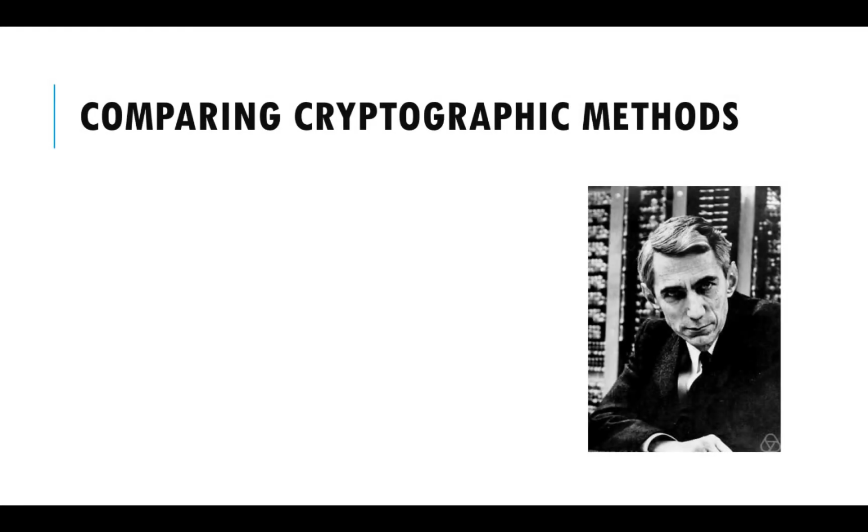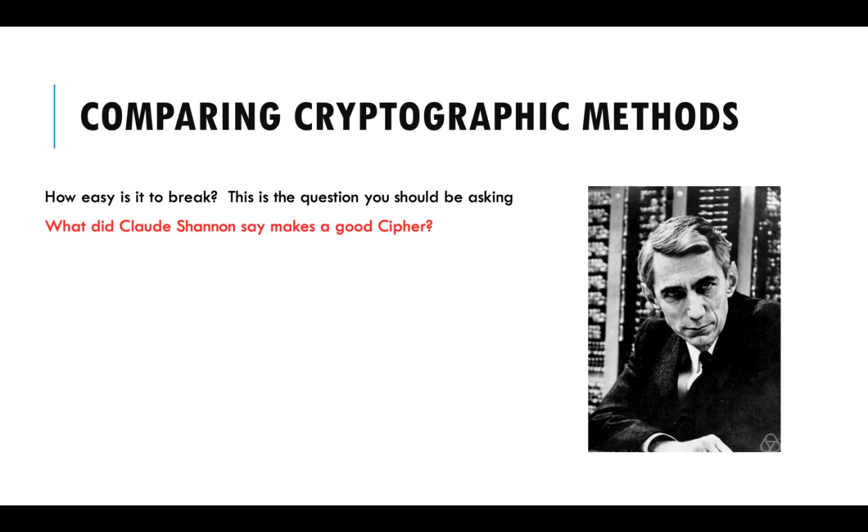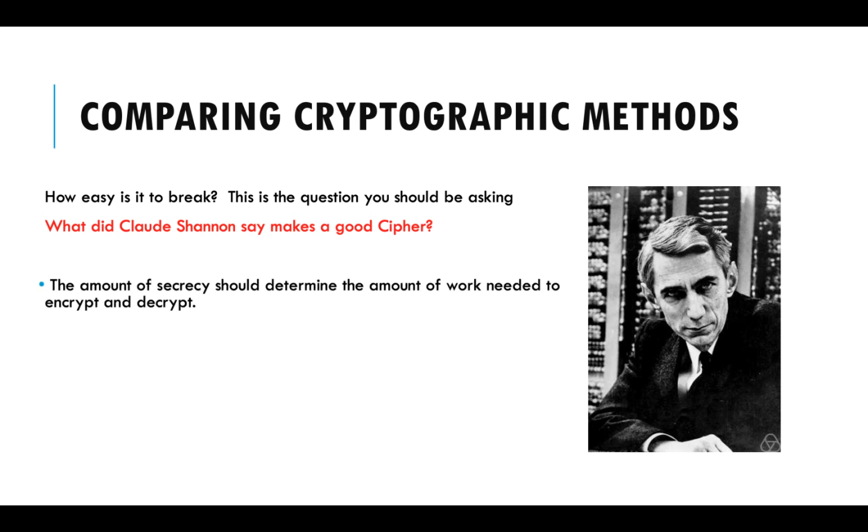So now we need to talk about comparing these cryptographic methods. We talked about symmetric encryption, we talked about asymmetric encryption, but this interesting looking fella here, this is Claude Shannon, and he was groundbreaking in creating the rules for different cryptographic methods. So the question you should be asking yourself is, how easy is it to break our cryptographic methods? Well, Claude Shannon said that the amount of secrecy of your algorithm should determine the amount of work needed to encrypt and decrypt it. So the more complex, the more effort needed to decrypt.